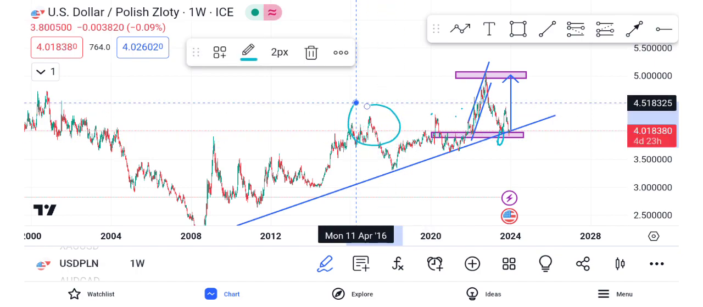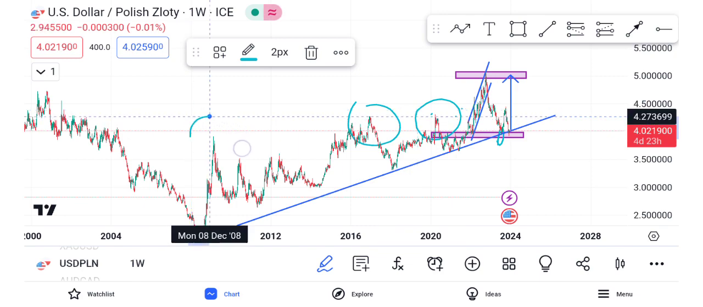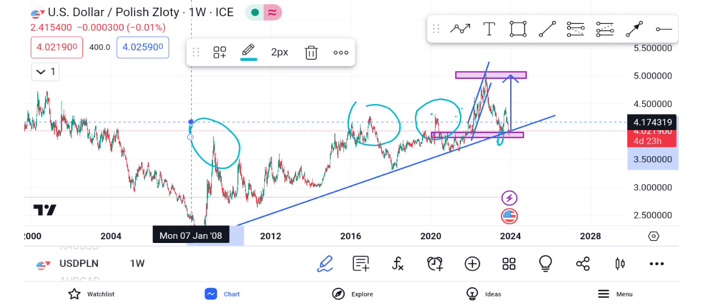This one. This is another point here. Those are some of the points that can make the market not obey us. Those are the strong points on the weekly time frame that can make the price go against us.